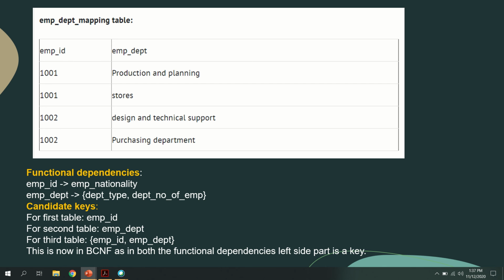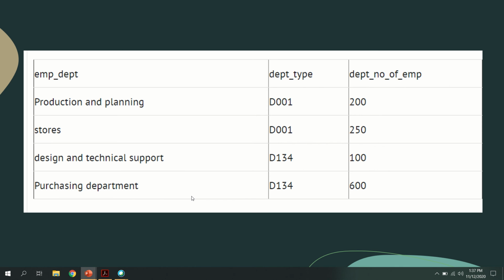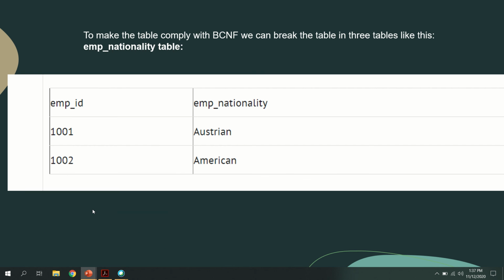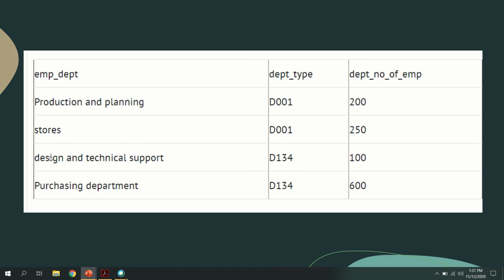Then what about the second functional dependency inside the table? That is, employee department implies these two attributes. So the decomposed second table will satisfy this condition. Now the employee department is the super key. It can uniquely identify each and every row inside that table. Which are the candidate keys? For the first table, we can make the candidate key the employee ID. For the second one, we can make this one the candidate key.